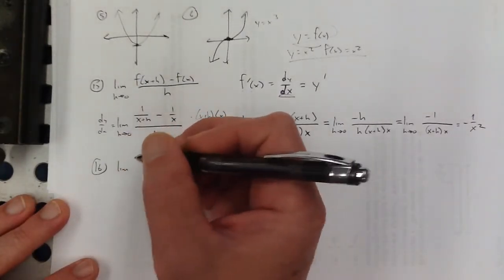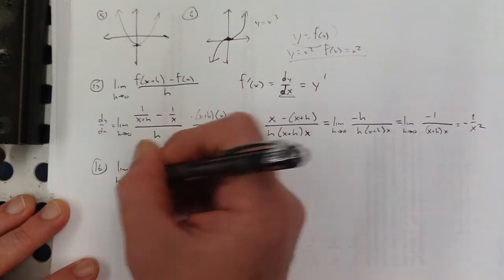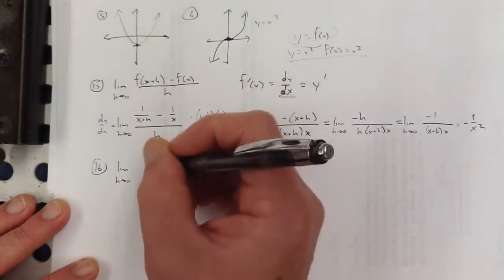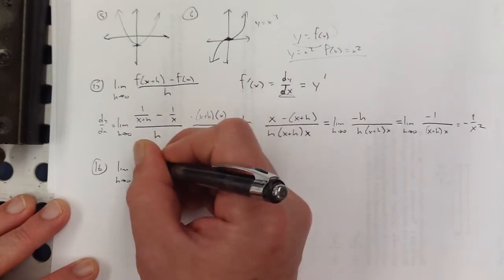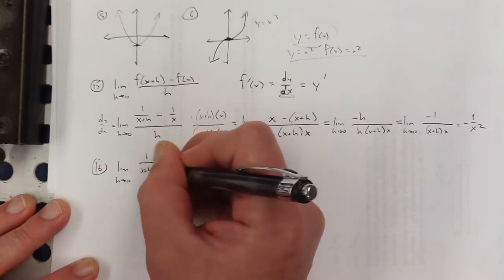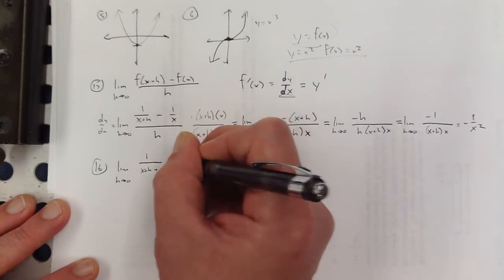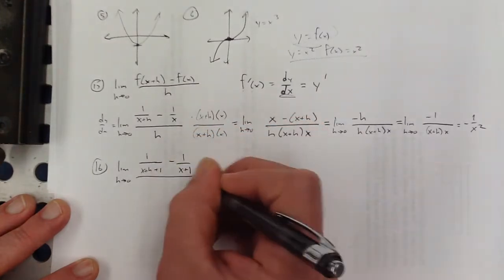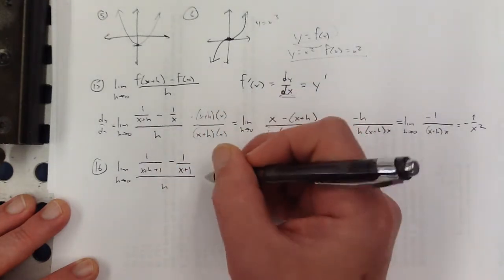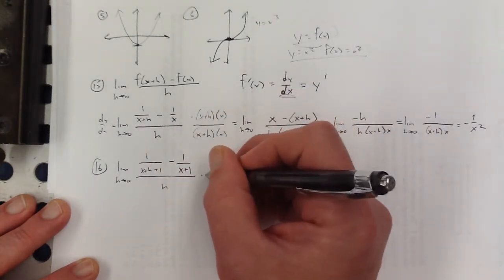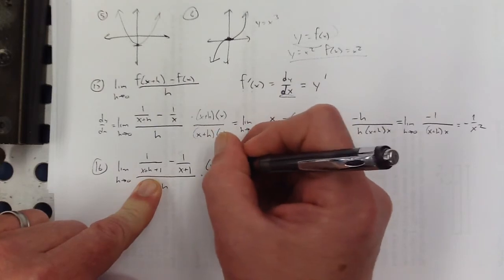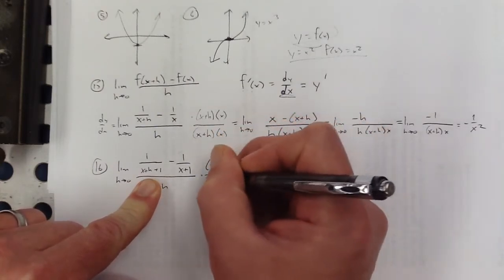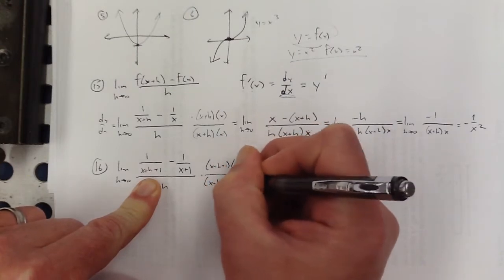So the limit as h approaches 0. I'm doing 1 over x plus 1 now. So that should feel awfully like this one, shouldn't it? So 1 over x plus 1 minus 1 over x plus 1 all over h. So same thing here. I just need to multiply this time by x plus h plus 1. So x plus 1, top and bottom.